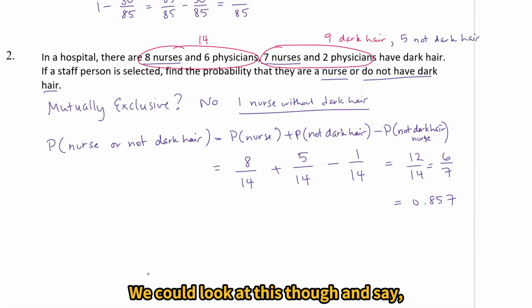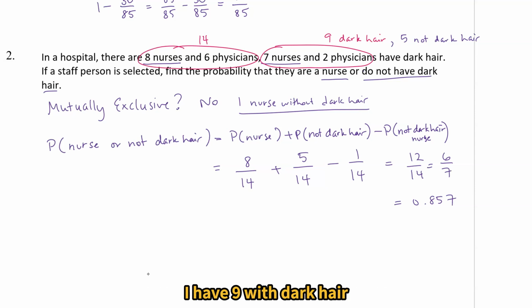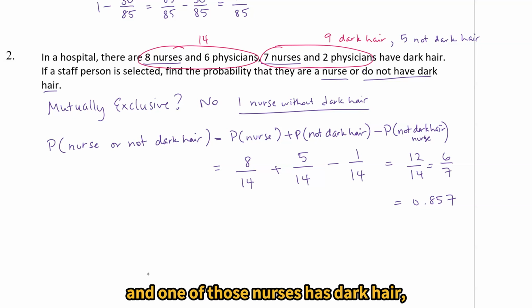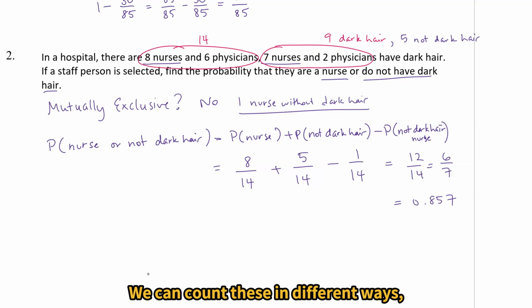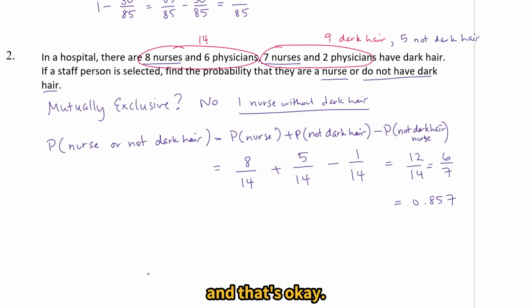We could look at this though and say, I have 9 with dark hair, so 5 don't have dark hair. Since 5 don't have dark hair and 1 of those nurses has dark hair, then I need 7 more. 5 plus 7 is 12, and we can get the same answer using intuition. So we can count these in different ways, and that's okay.